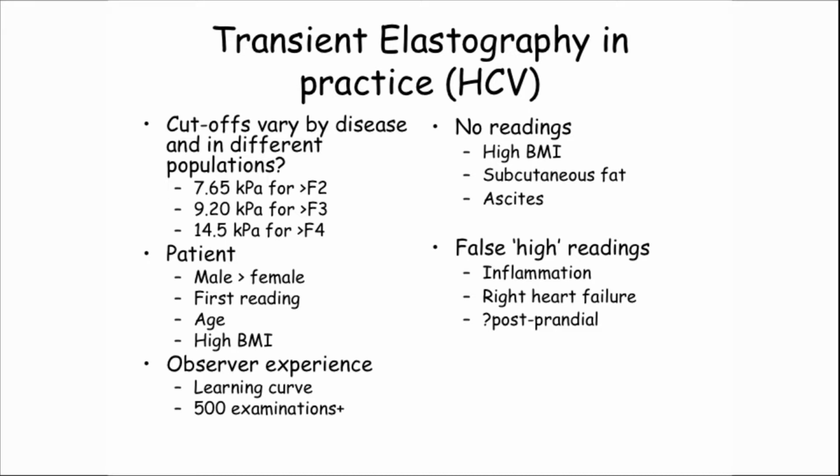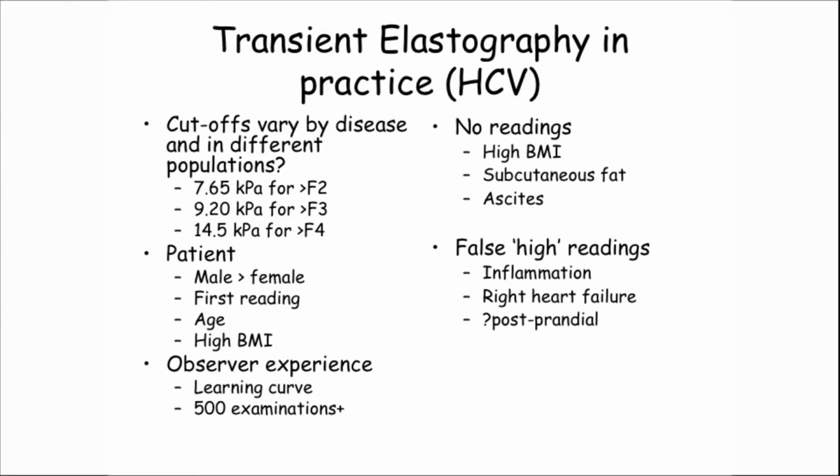Cutoffs vary by disease, and I'll show you some data in the next slide. The same cutoff, say, for example, 7.8, would define cirrhosis in B rather than F2 fibrosis in C. And so one needs to be wary what disease you're looking at in terms of the cutoffs you use. For some reason, men tend to have higher readings than women. First reading is often bigger than the subsequent readings. Age seems to have an effect in terms of your transient elastography, and clearly if you've got a high body mass index, then it's not possible to get a reading from the Fibroscan, although there are now probes that are used for people with high body mass indexes.